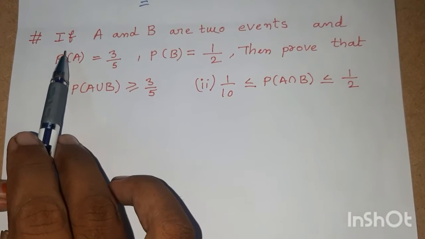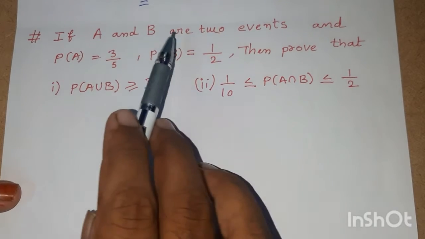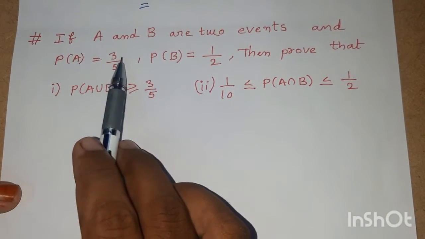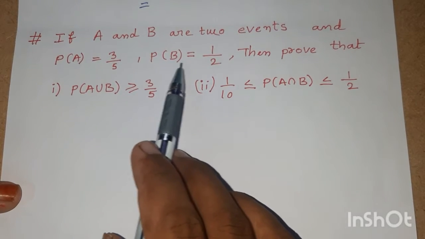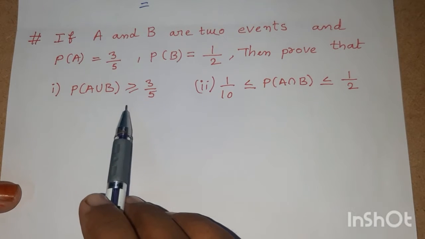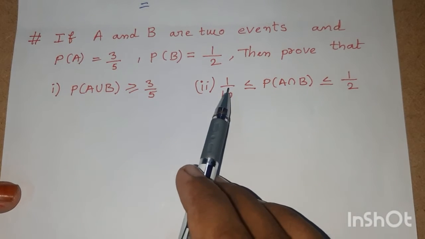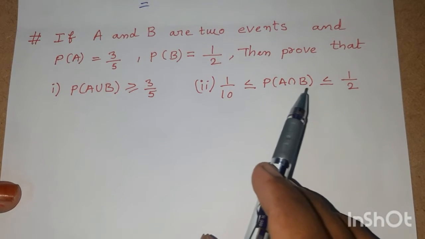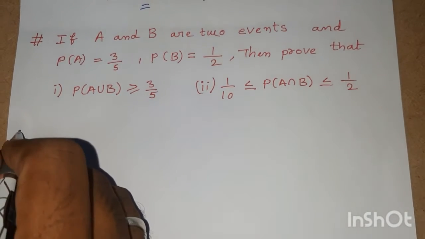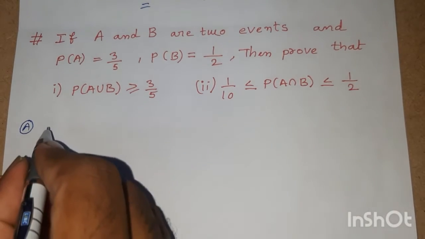Today our first problem is: if A and B are two events and P(A) = 3/5, P(B) = 1/2, then prove that P(A ∪ B) is greater than or equal to 3/5, and 1/10 is less than or equal to P(A ∩ B), which is less than or equal to 1/2. Now let us go to the solution for the first problem.